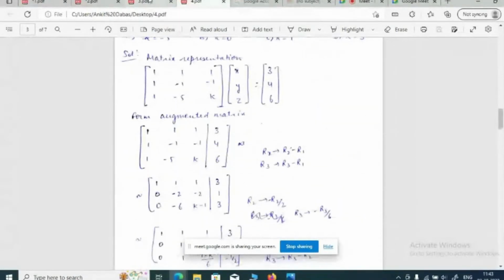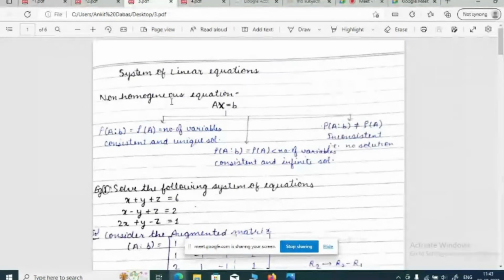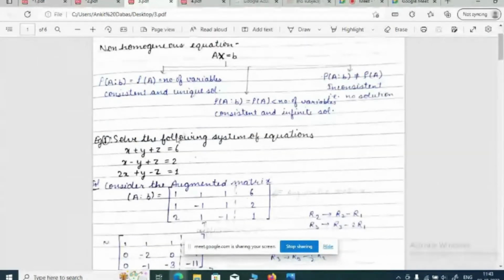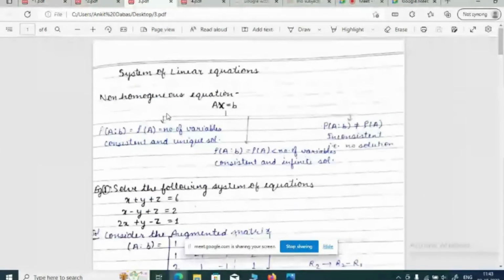We will now move to system of linear equations. What is a system of linear equations? First thing, we will have a system, means we will have a number of equations. We will not be considering just one equation. We will have more than one equation.